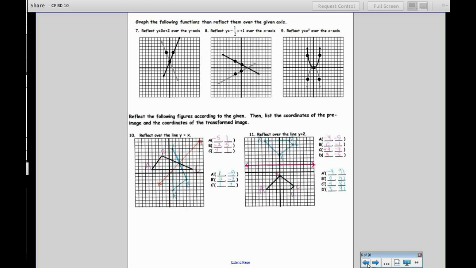All right, rotations. Take out some notes, label it rotations. We will save dilations for after break.